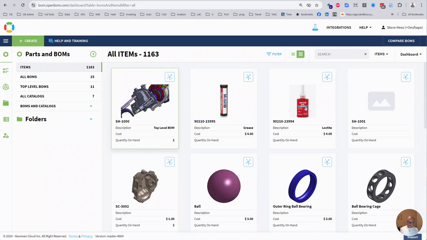In August 2024, OpenBOM released support for BOM types, what we call xBOMs, in our BOM compare utility. In this video, we're going to take a look at how you can use that in your daily work.